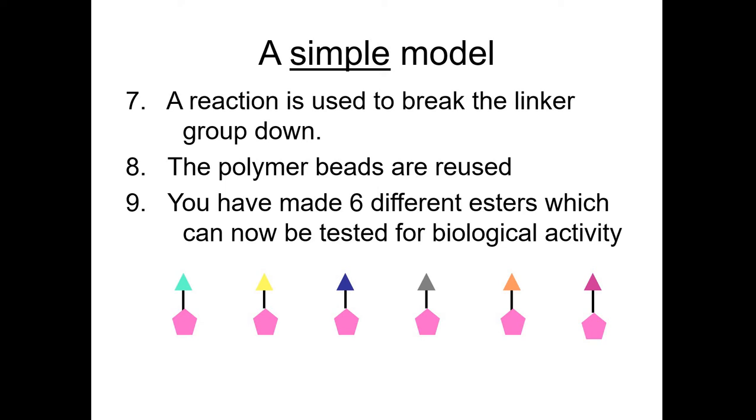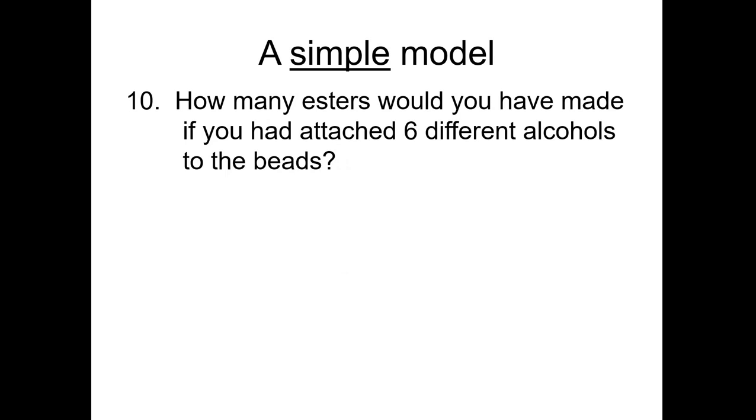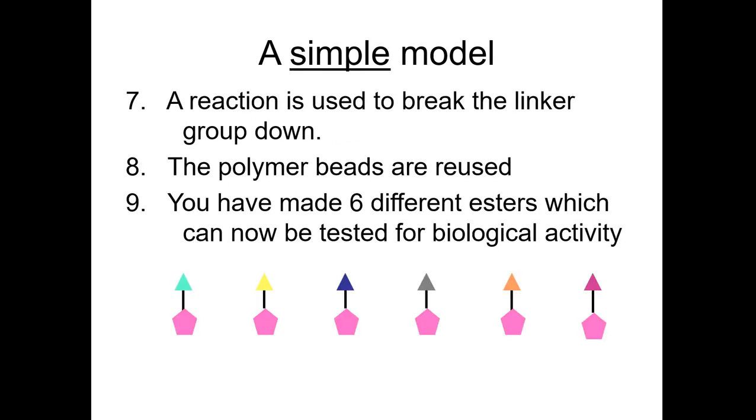So a reaction is used to break the linker group down. Suppose we have removed the group. Polymer beads are reused. Now you have the 6 different esters. They can be tested for biological activity. The linker group will be removed. What is important? The ratio of the reagent is important, because of the ratio combination of the compound, we have the diverse compounds. So we have removed the beads and the extra unreacted substance. Now you can test these esters for biological activity.